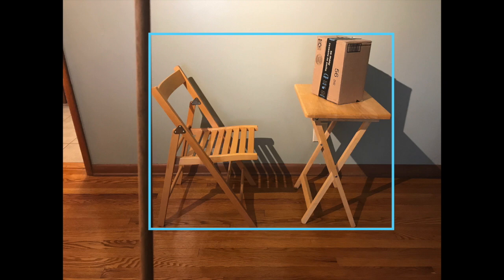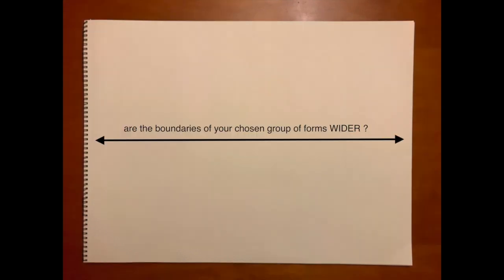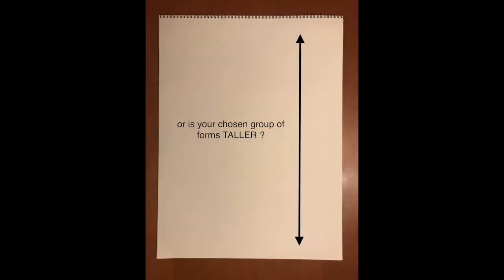Now that we've familiarized ourselves with the grouping that we're going to translate, let's take a look at our paper. Right here, I've got an 18 by 24 inch Strathmore drawing pad ready to go, and we will start to consider which way we would orient our paper. Now that's going to depend on the still life, on the grouping. The question you ask is: are the boundaries of your chosen group wider or taller as a group?